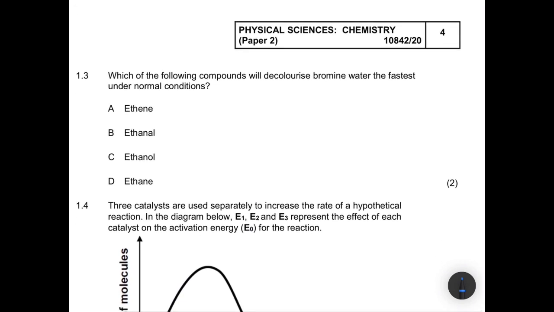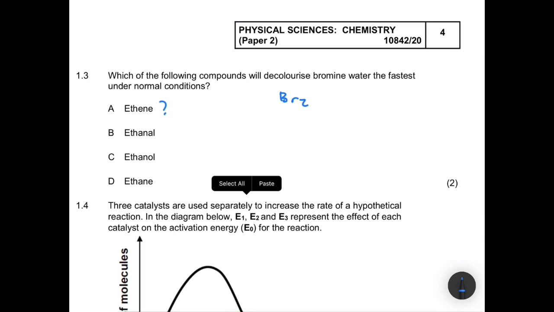Now let's do 1.3. 1.3 is saying, which of the following compounds will decolorize bromine water the fastest under normal conditions? So bromine water is just a solution of bromine, right? So the way you approach this question is, what would easily react with Br2, right? A says ethene. We know that ethene is unsaturated, so it can easily react, right? So at this point, ethene, we can work with it.